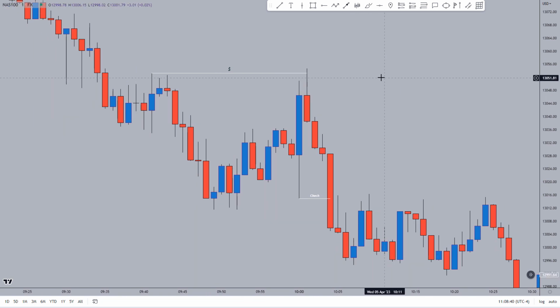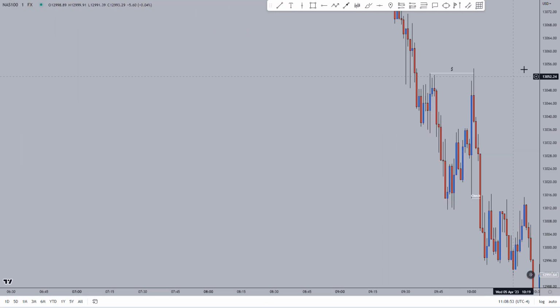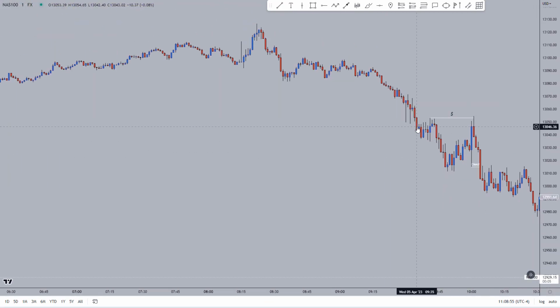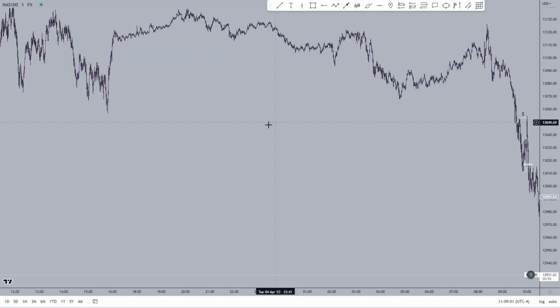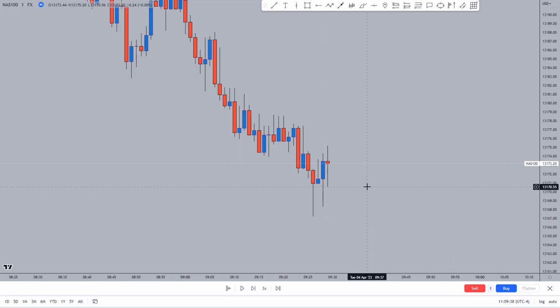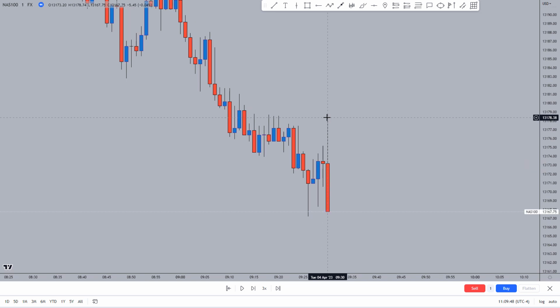the same exact thing. First of all, let's go to the news over here. We did have news at 10 AM New York time on US dollar, as you see right here. So let's go to the previous day, which was Tuesday, the 4th of April 2023. Here we are on Tuesday, 4th of April 2023, and we know that we have news at 10 AM New York time. Here is the 9:30 move.